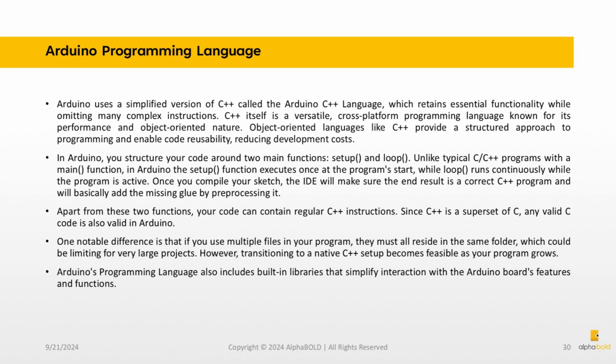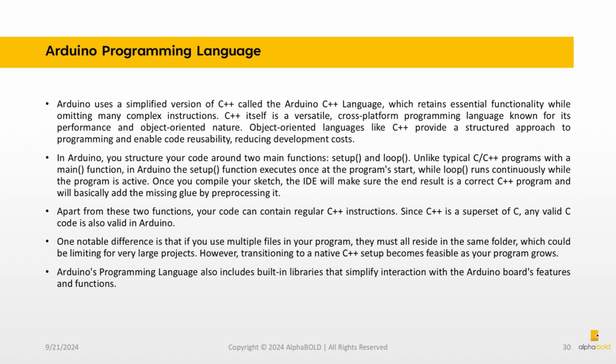In Arduino, you structure your code around two main functions: setup and loop. Unlike typical C/C++ programs with a main function, in Arduino the setup function executes once at the program start, while loop runs continuously while the program is active. Once you compile your sketch, the IDE will make sure the end result is a correct C++ program and will basically add the missing glue by preprocessing it.